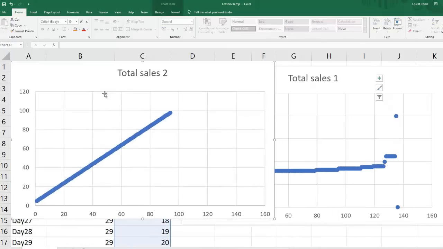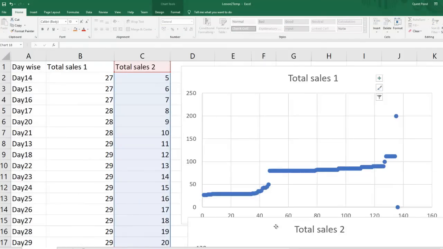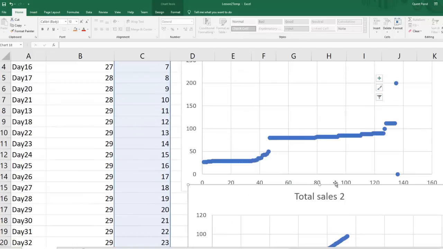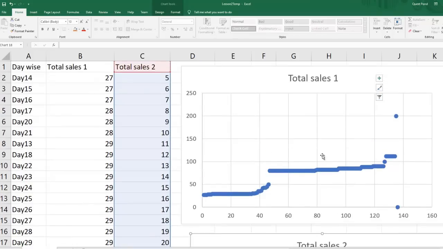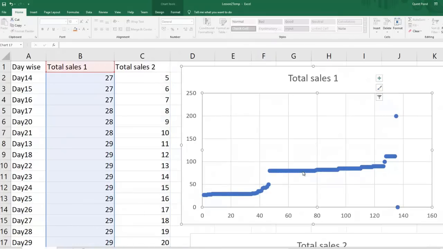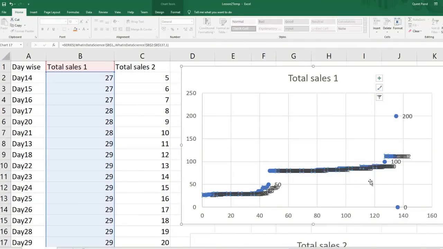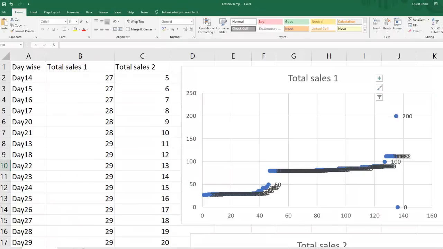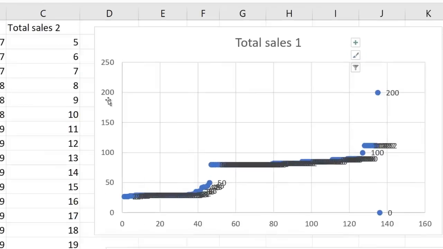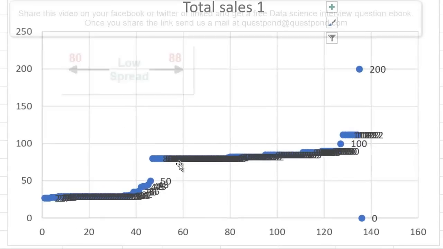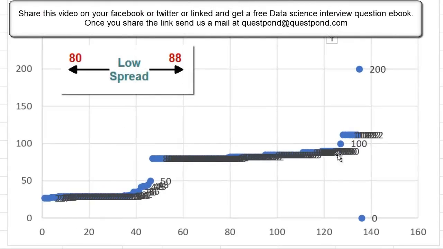Okay, I can place them side by side, or I can just place them down, right? First thing, let us concentrate on total sales 1. If you look at total sales 1, let me go ahead and add data labels, right? You can see in this total sales 1, when I plotted this scatter plot, a lot of data is concentrated around certain sections.